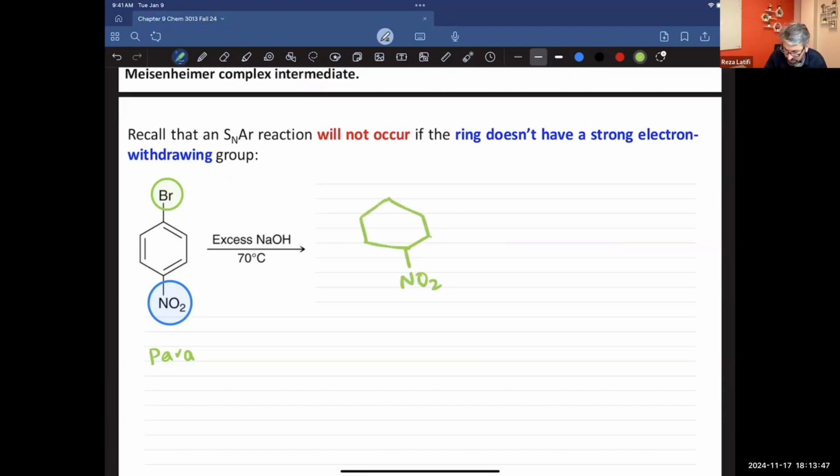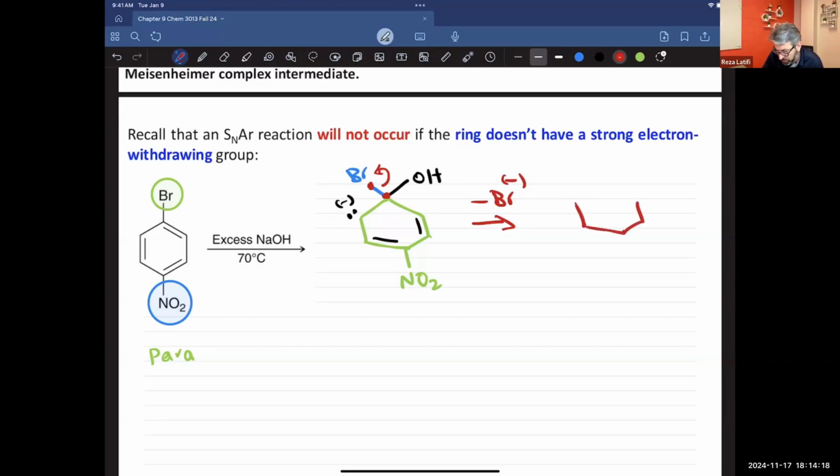And in the first step, I get this one, and also OH here. Now what will happen? I will have a negative charge here. Now this system very soon is going to let the bromide leave. The bromide will take those 2 electrons and it will leave the system. So minus bromide. And if that happened, we get this molecule.